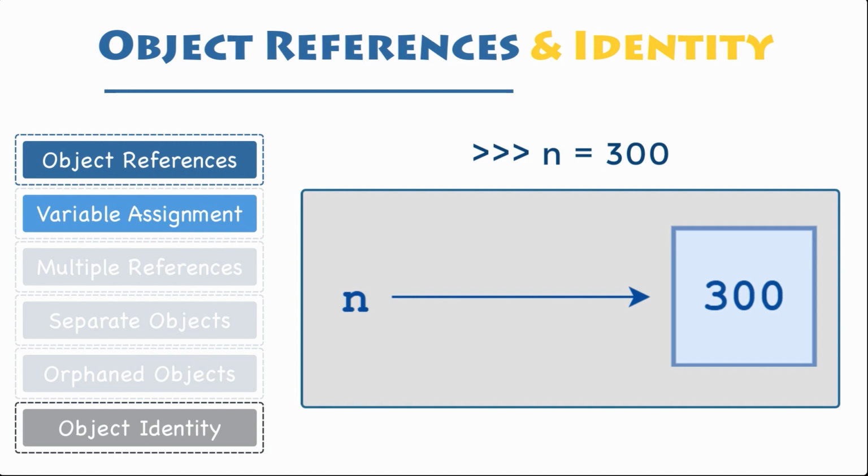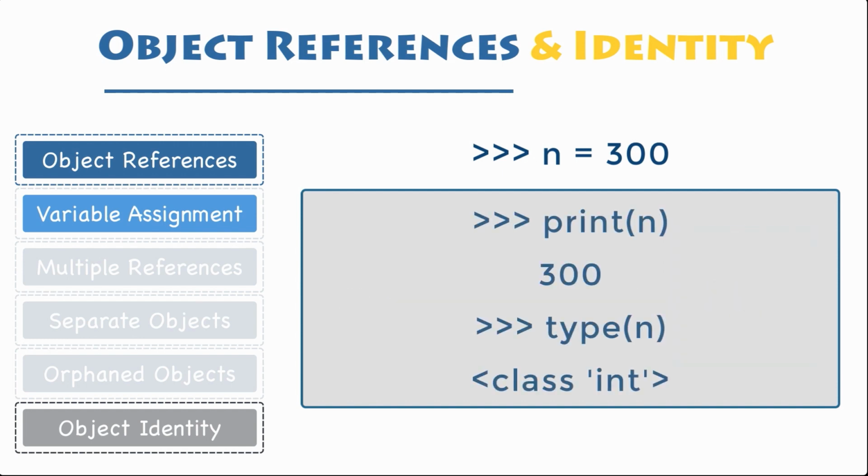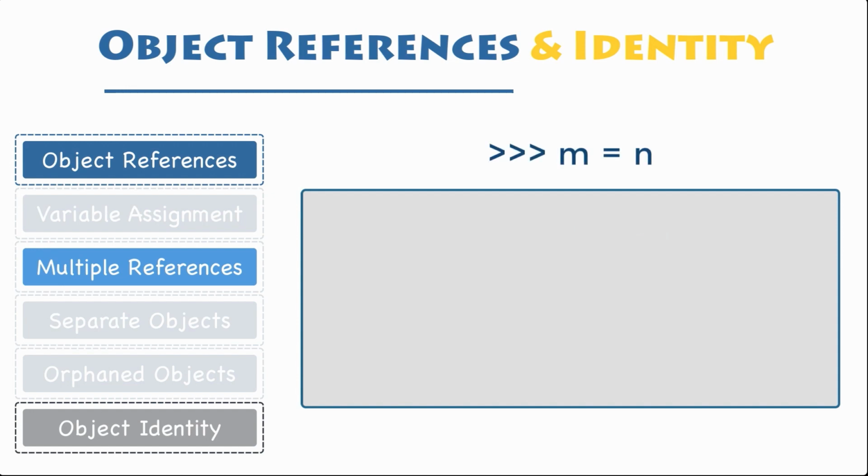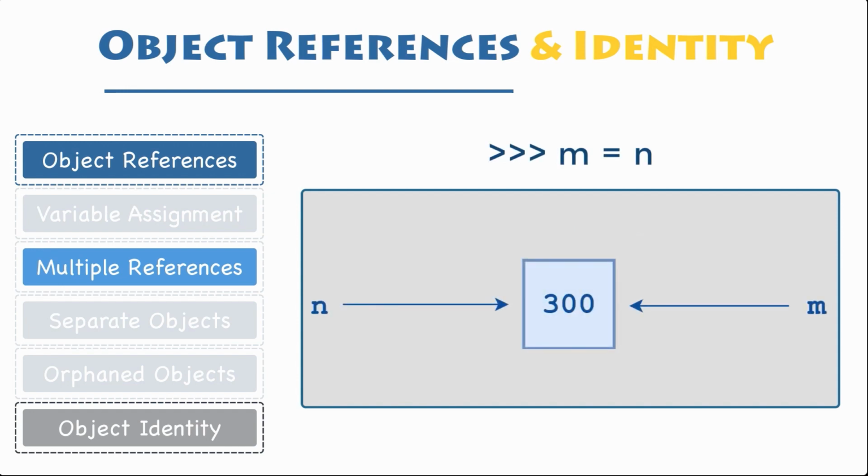For example, this assignment creates an integer object, with the value 300, and assigns the variable n to point to that object. The following code verifies that n points to an integer object. Now consider the following statement. What happens when it is executed? Python does not create another object. It simply creates a new symbolic name or reference, m, which points to the same object that n points to.